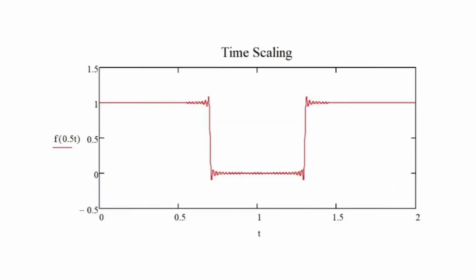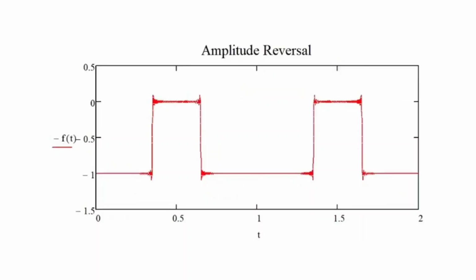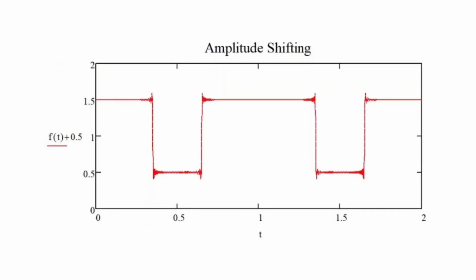Next is time scaling, wherein f of 0.5t affected the time of the waveform by 0.5. Next is amplitude reversal, wherein negative f of t, basically the waveform reversed, is the inverse of the original waveform. And lastly, amplitude shifting, wherein f of t plus 0.5, the amplitude increased by 0.5.